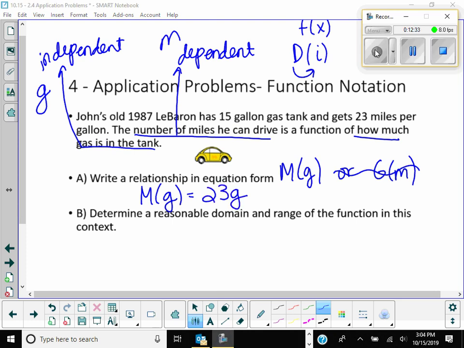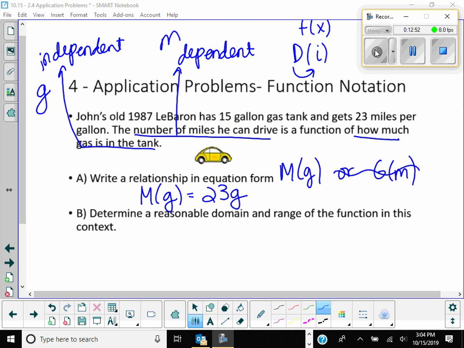So to figure out how many miles he can drive, it's 23 miles times however many gallons he has. Okay? And we don't know that, so that can change, right? And that's why it's a variable, because variables vary, right, or change. And so that's our function with function notation.